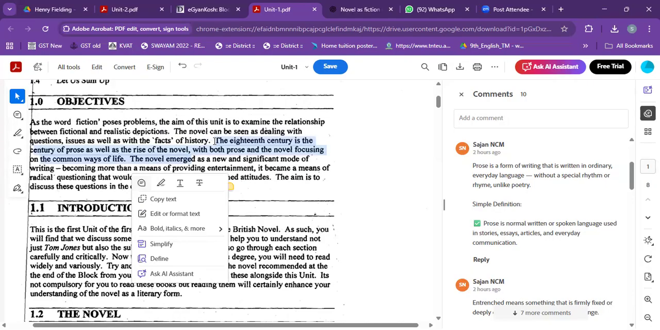So the 18th century. What do you mean by the 18th century? From what date to what date is it called the 18th century? It is 1701 to 1800. The period 1701 to 1800 is called the 18th century. When you say 19th century, it will be 1801 to 1900.